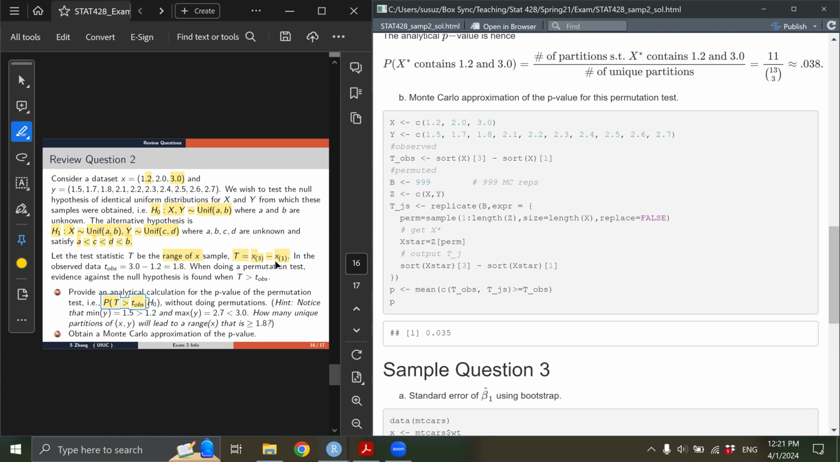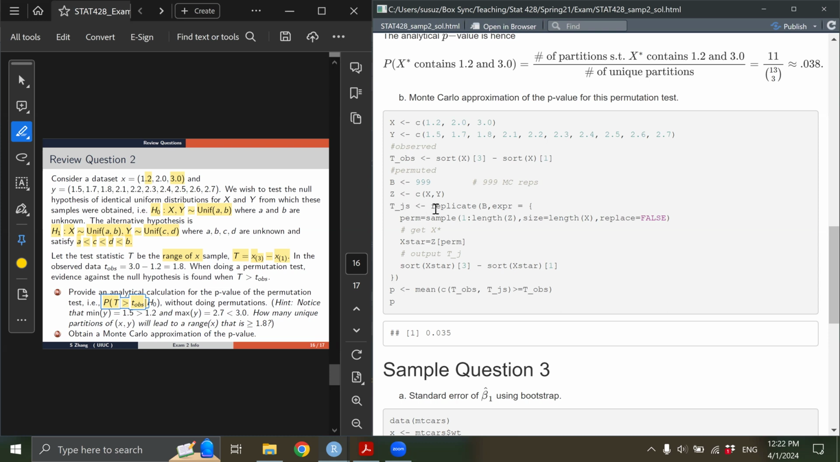And then in the permutation test, the next step is to generate a bunch of permutation replicates of the test statistic on the shuffled data. Let's say we do a total of 999 of these randomly sampled permutations. Our Z, which is the concatenation of the original X and Y, is essentially a vector of length 13 that contains the X's followed by the original Y's.